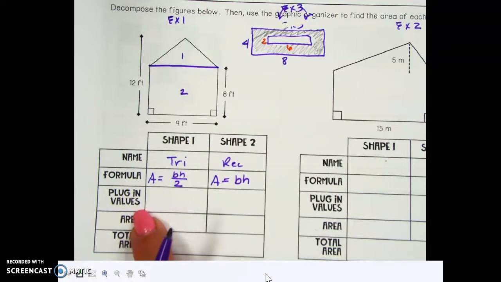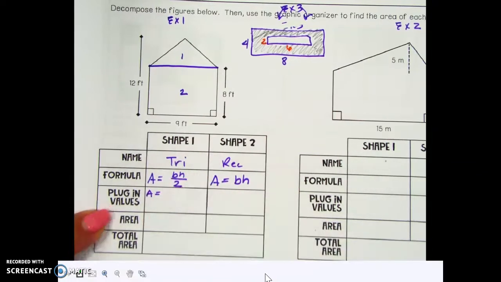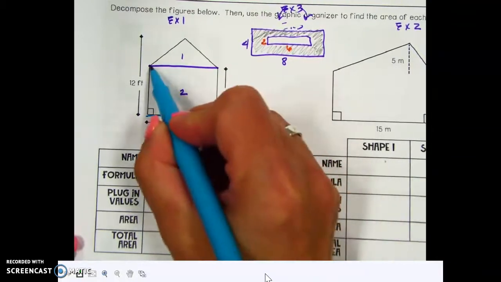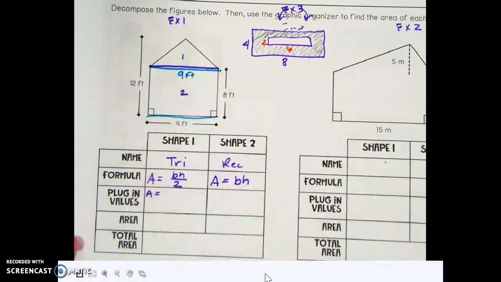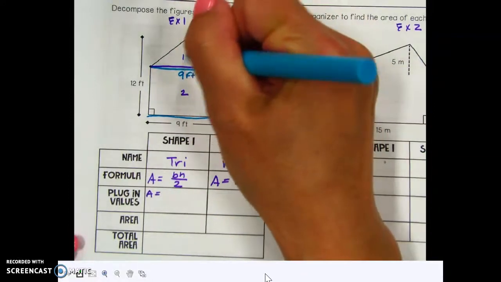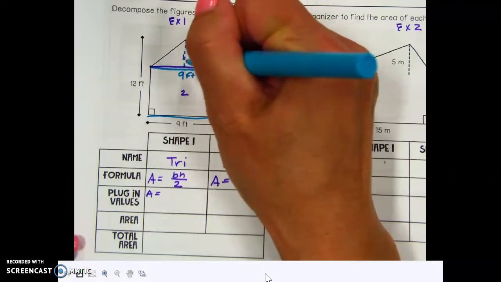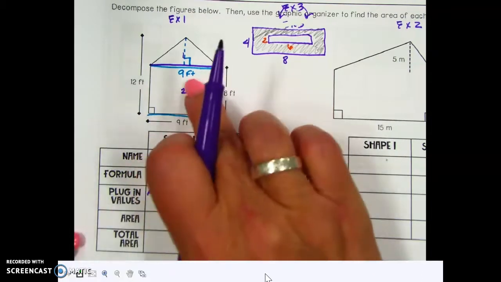But now I need to plug in values. So area equals, what's my base of the triangle? Oh, I got to do a little bit of thinking. Well, if this is 9 feet, then this must be 9 feet. Can that be my base? Wait, let me double check. I have to find my height. Well, my height makes a right angle. Well, if I drew a dotted line from this vertex down, do I make a right angle? I totally do. So yes, that is my base.